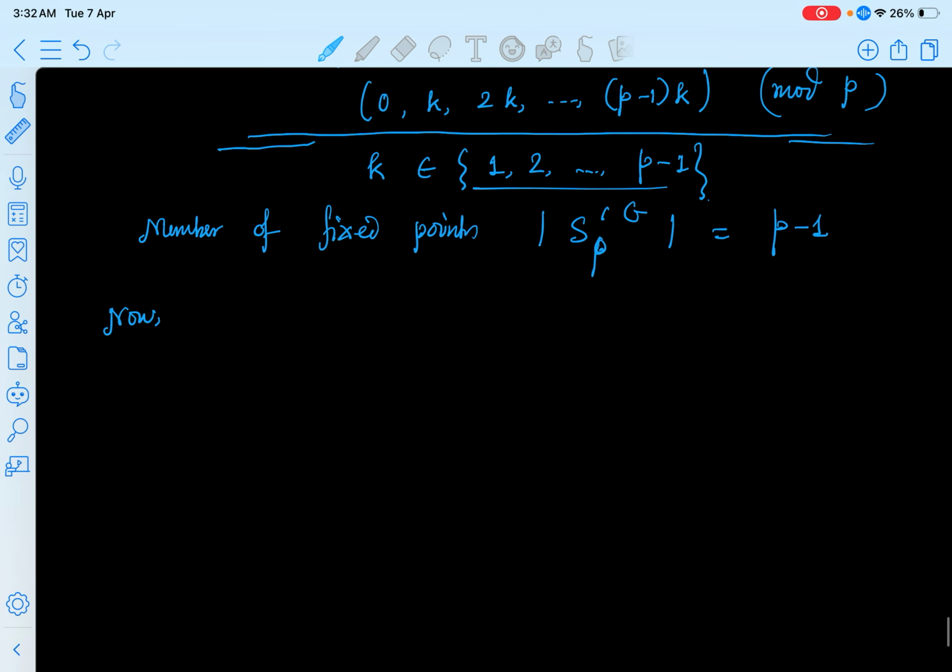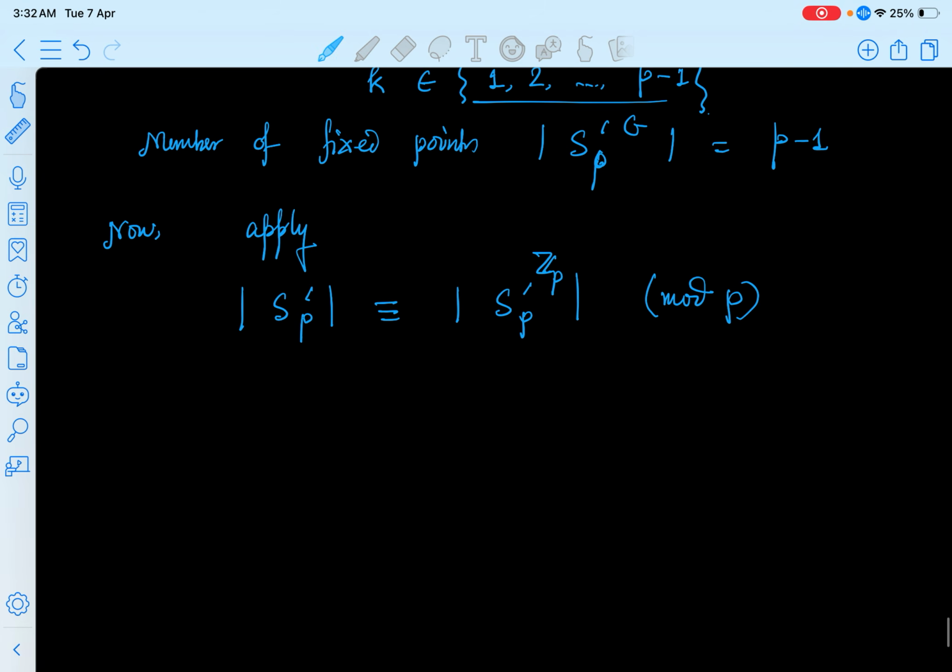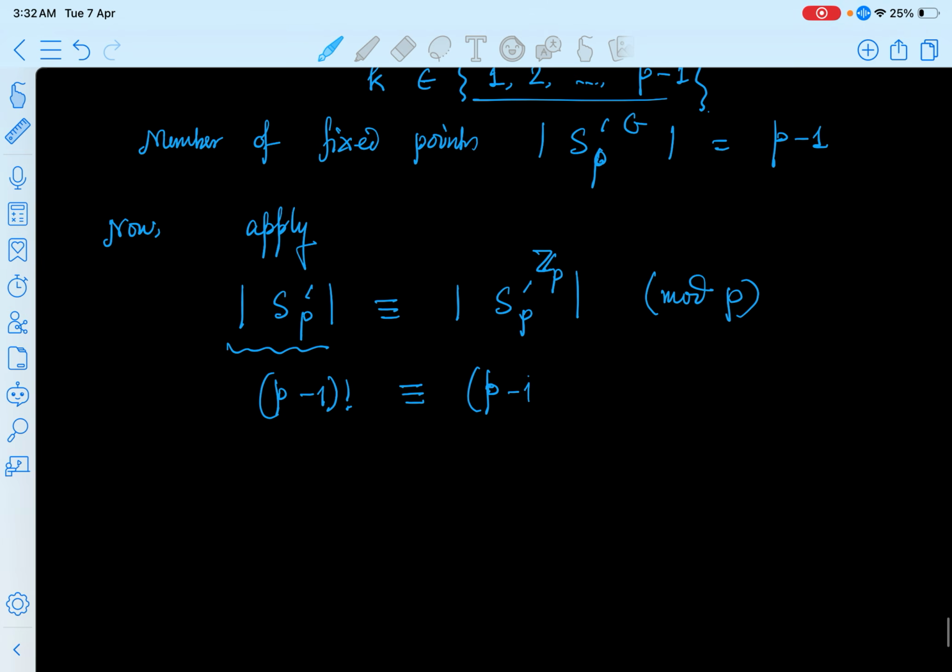Now apply the theorem. The order of Sp prime is congruent to the order of the G-fixed elements mod p, here G is Zp. The number of elements of Sp prime is (p minus 1) factorial, and the number of fixed points of Sp prime under Zp is p minus 1. This implies (p minus 1) factorial is congruent to minus 1 mod p. This is Wilson's theorem.